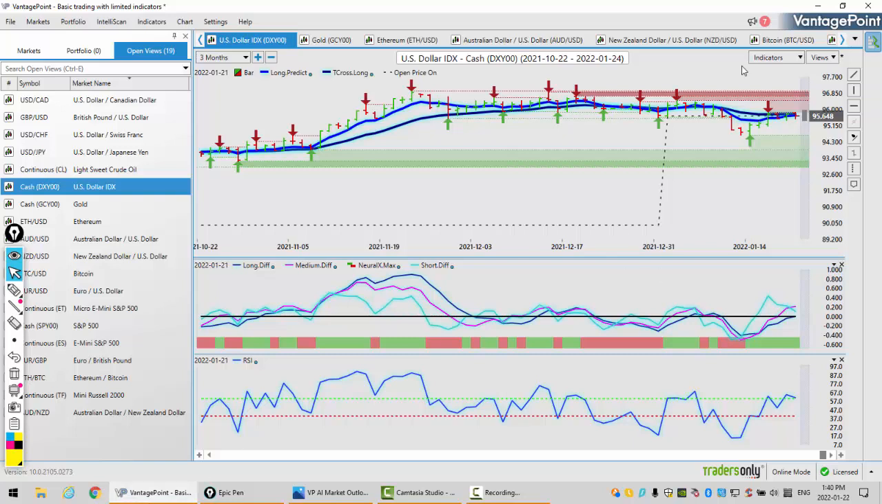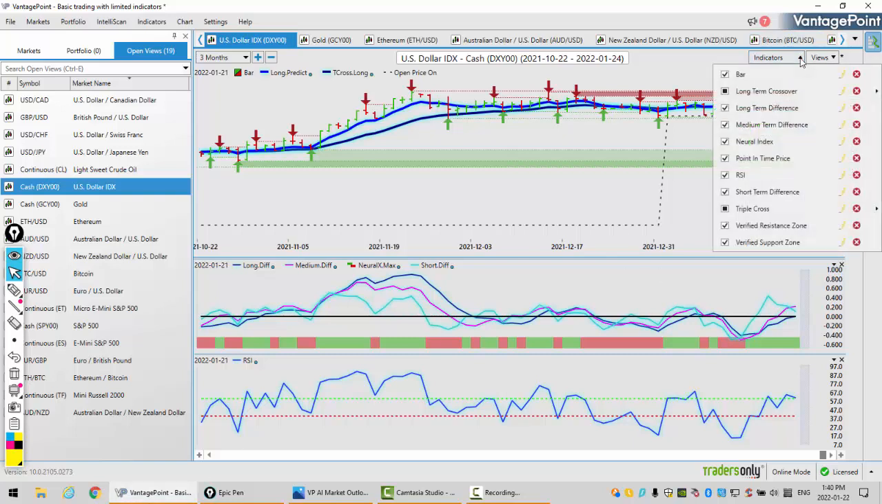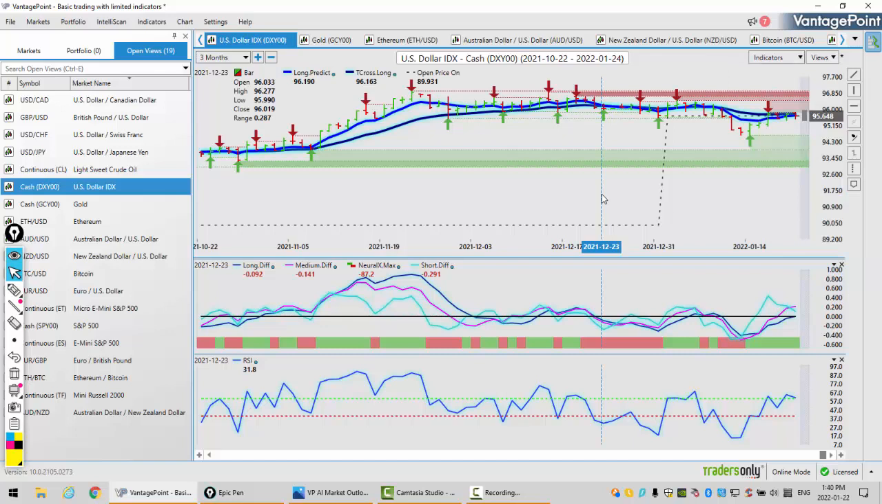Now, just a quick recap of what indicators we're going to be using this week. We're using bars, not candles. We've got our long-term crossover, our long-term difference, our medium-term predicted difference. The neural index, the point in time set at the yearly opening price, very important in the first quarter. The predicted RSI, the short-term difference, the triple EMA cross that's been modified to only show the T-cross long, and of course, the very popular verified support and resistance zones.